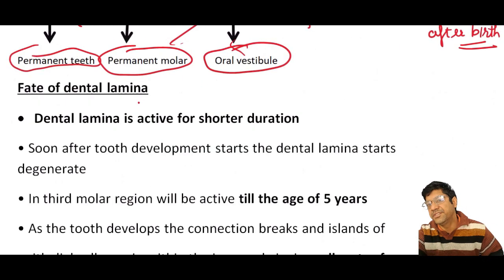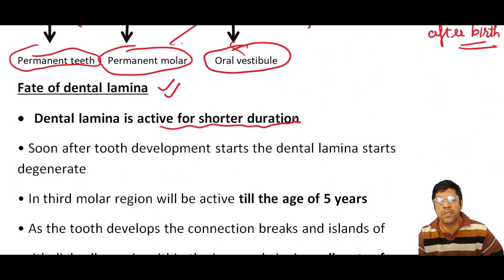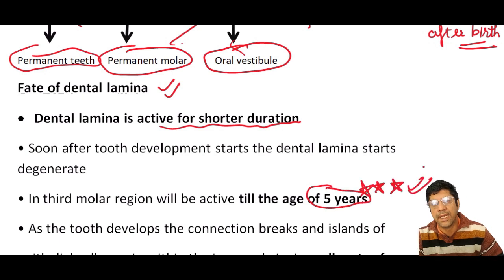What is the fate of the dental lamina? The dental lamina is active for a shorter duration. Soon after tooth development starts, the dental lamina starts to degenerate. In the third molar region, the dental lamina will be active till the age of 5 years. After initiating tooth development, the dental lamina begins to degenerate.